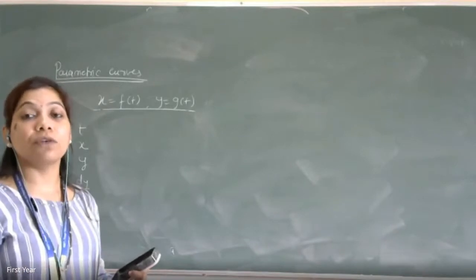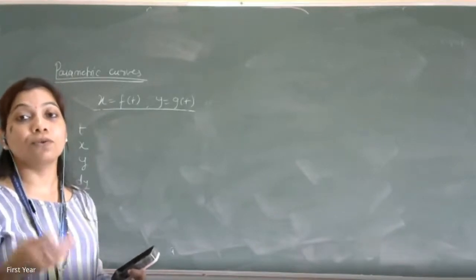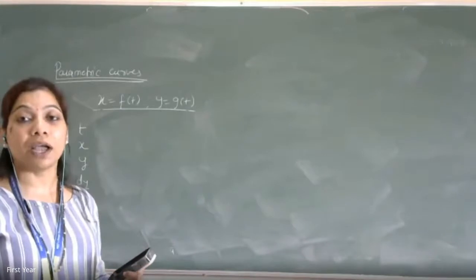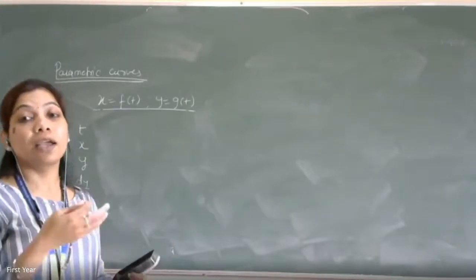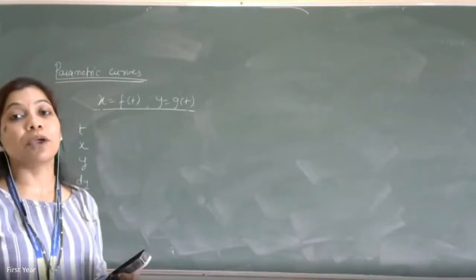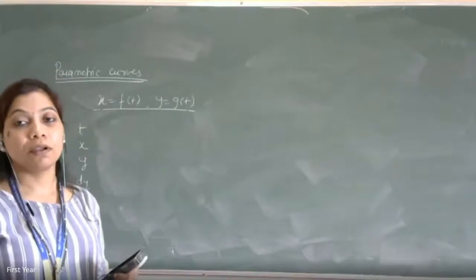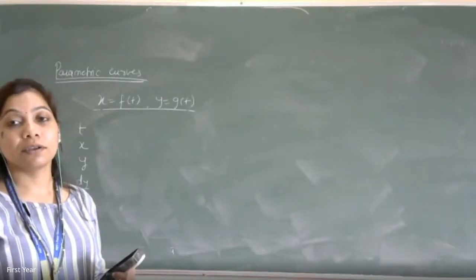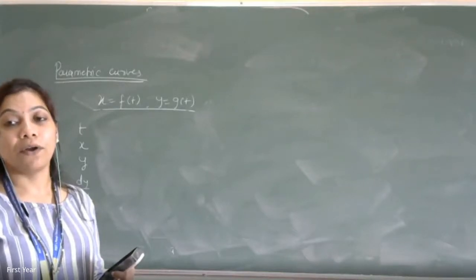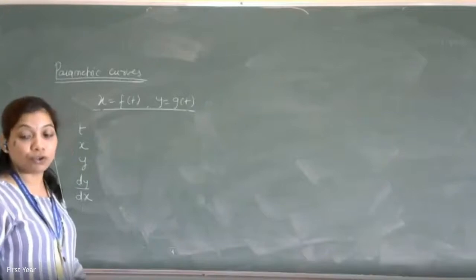So take the range of t as 0, pi by 2, pi, 3 pi by 2 and 2 pi, or minus pi by 2, 0, pi by 2 and pi. Is it okay? Yes, ma'am. Okay. Fine. So we try to draw one curve and then we'll stop for today.